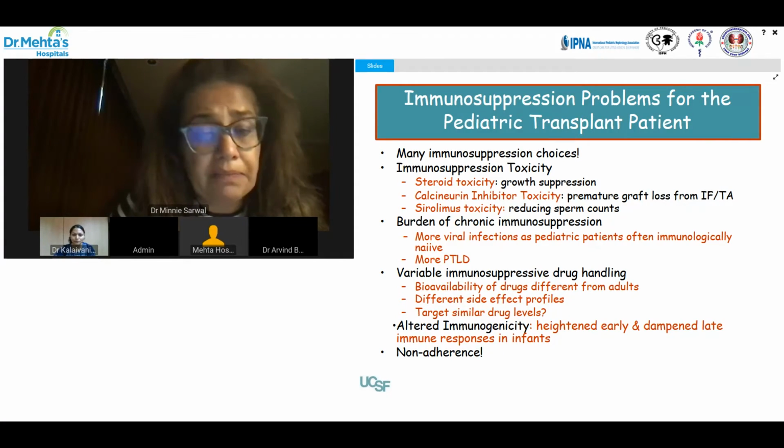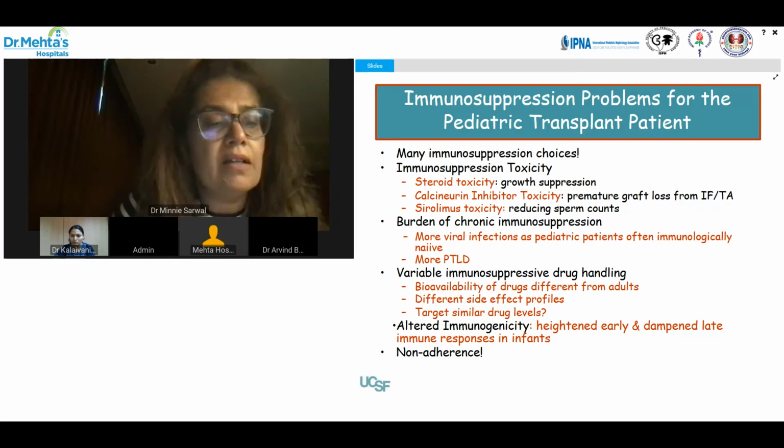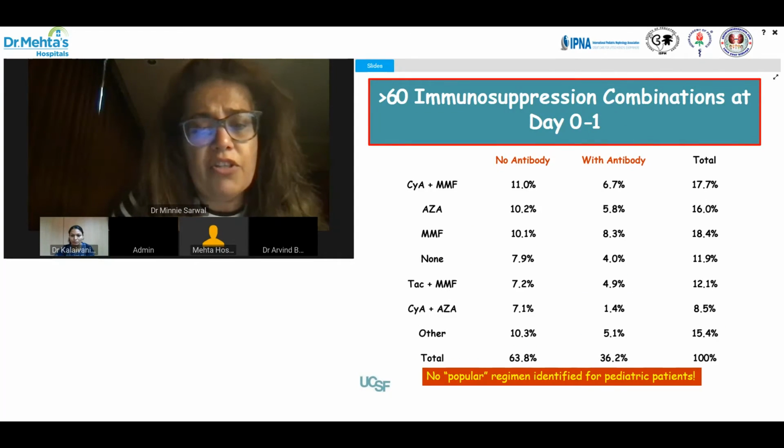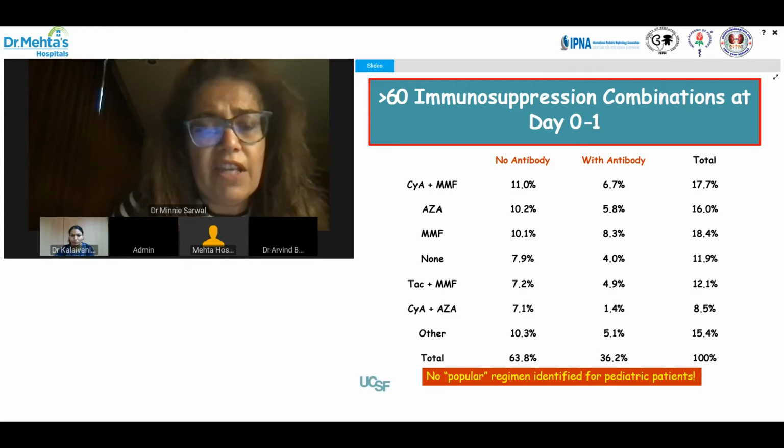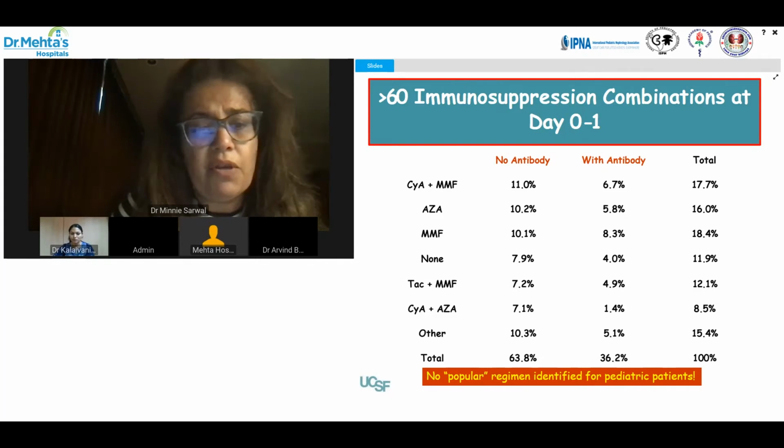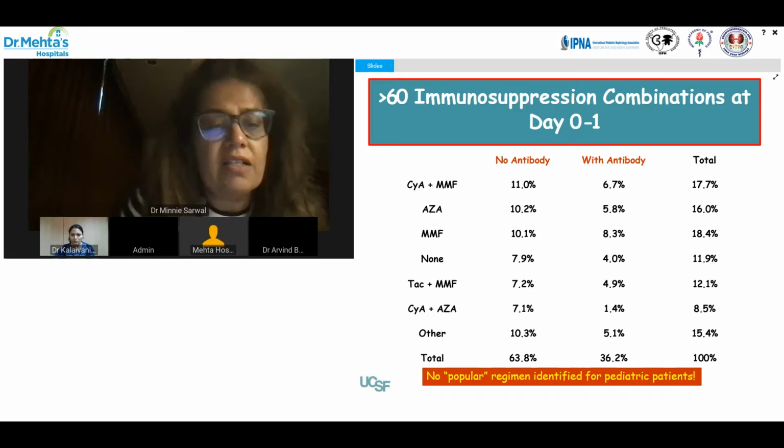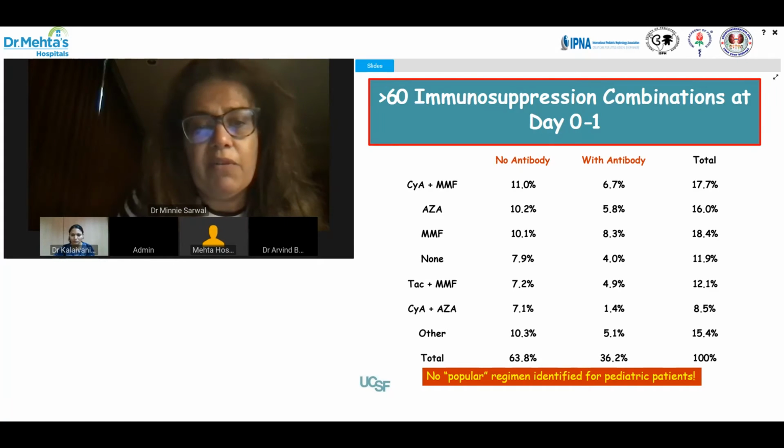Of course, our biggest problem in a pediatric patient is as they approach adolescence, and then the issues of non-adherence. And we really do not have appropriate immunosuppression that can deal with the issues of non-adherence. So if you look at the immunosuppression combinations that our patients face in our transplant programs, serving pediatric transplant programs in the United States, and it's probably quite similar worldwide, you can see these combinations consist of probably over 60 or maybe even more immunosuppression combinations that a child faces at around the time of transplantation.